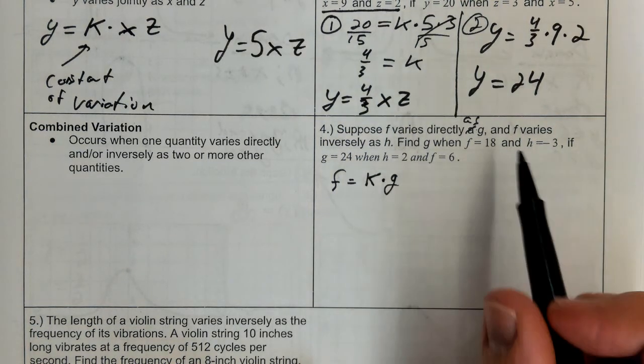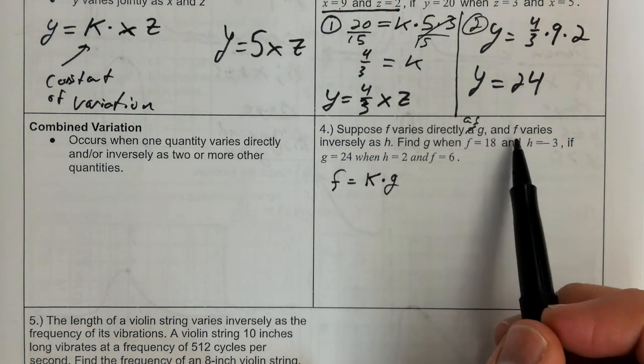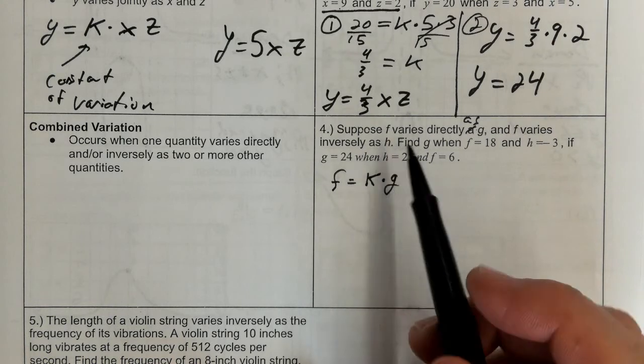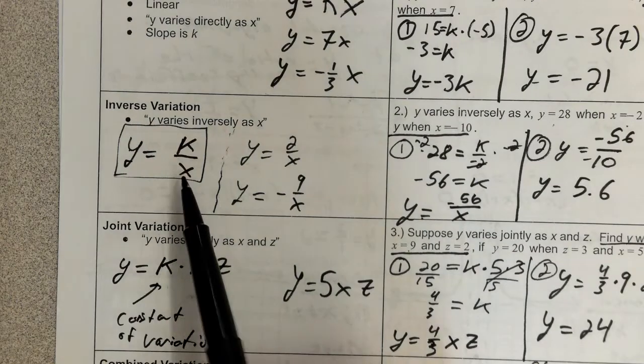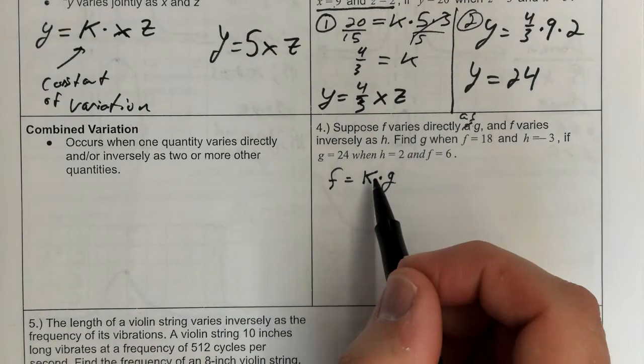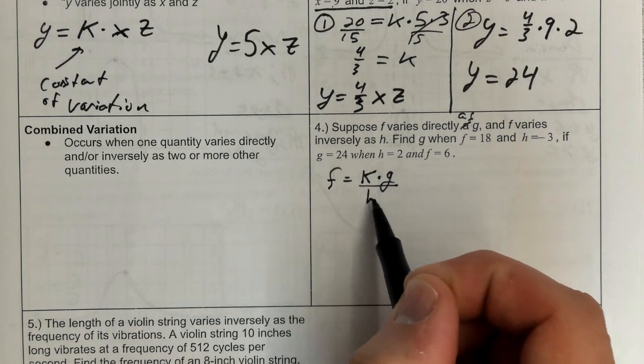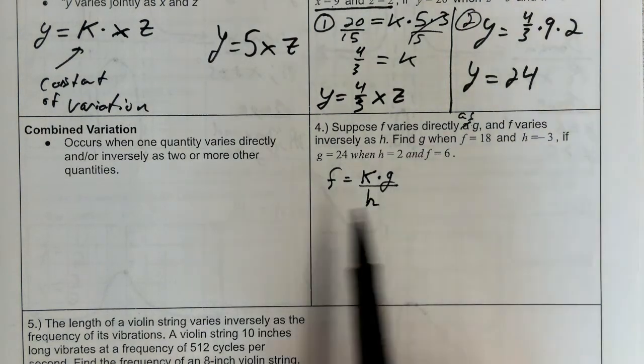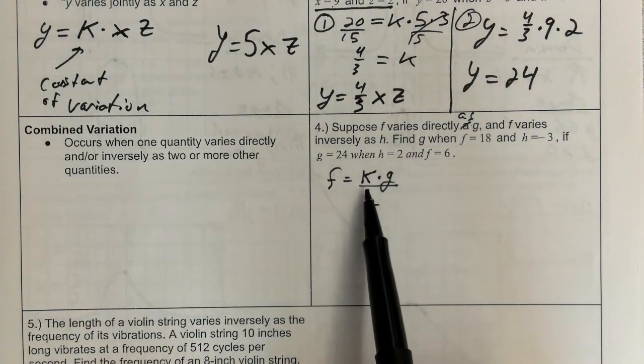So k times g. That's the first part. And f varies inversely as h. Inversely, remember, takes this form. If it varies inversely as h, then h needs to go in the denominator. So you can see how you just go in order, combining the pieces together.